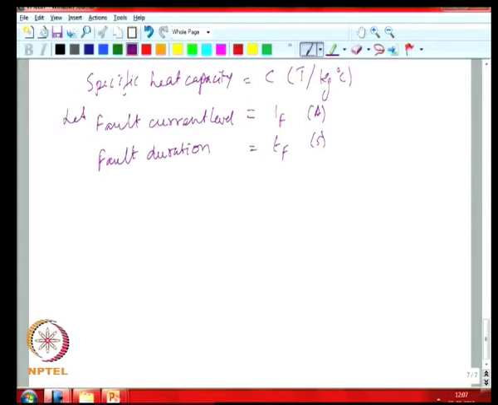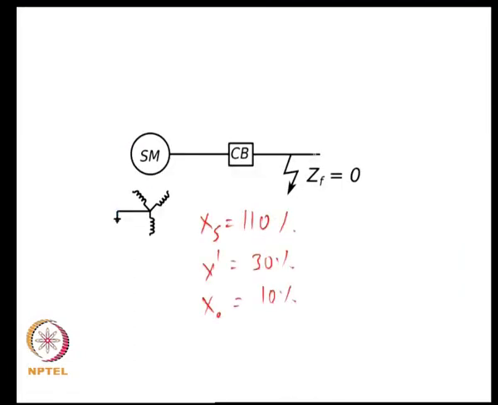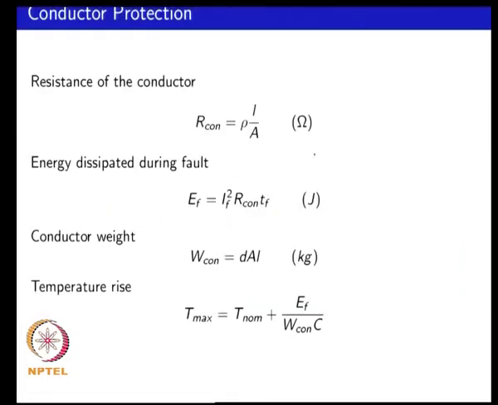Okay. So, if you look at then the resistance of the conductor, you know the resistance of the conductor is rho L by A, the value of the resistance in ohms, and the energy dissipated during the fault is I square R is the power dissipated, and I square R for a duration of t gives the energy in joules. So, E f is the energy dissipated in joules.